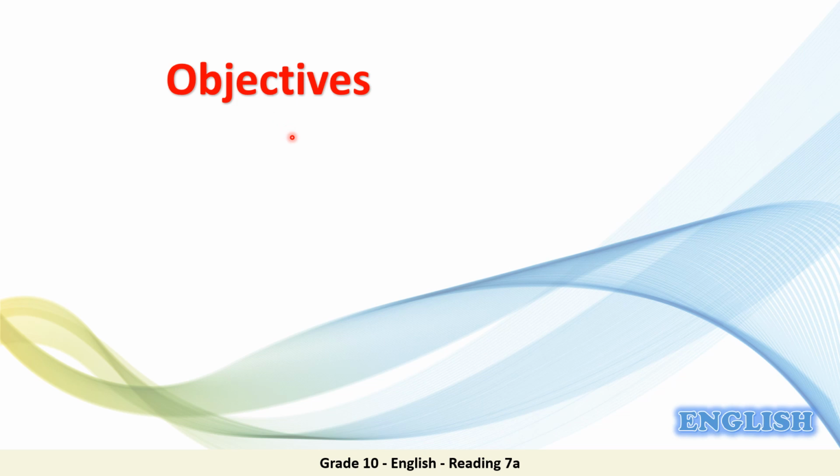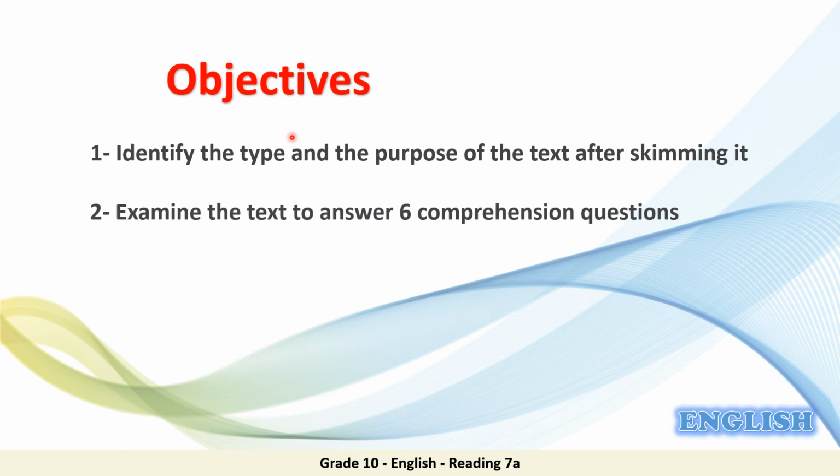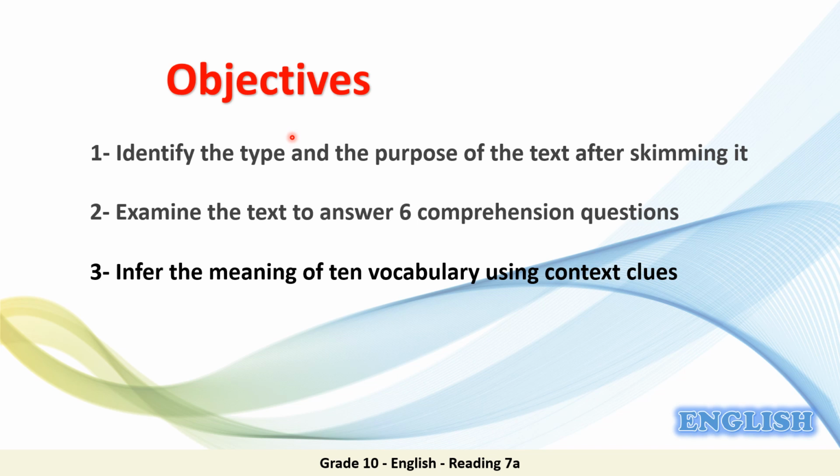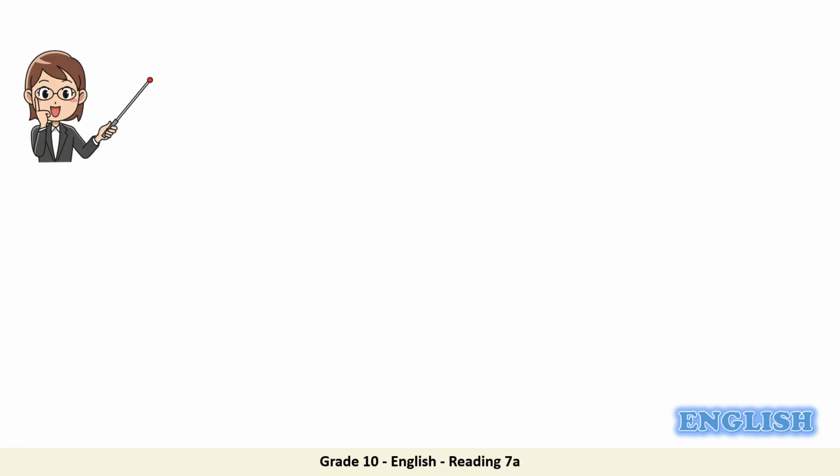Today we have 4 objectives. Number 1, to identify the type and the purpose of the text after skimming it. Number 2, to examine the text to answer 6 comprehension questions. 3, to infer the meaning of 10 vocabulary using context clues. And finally, to create a different ending to a given story.